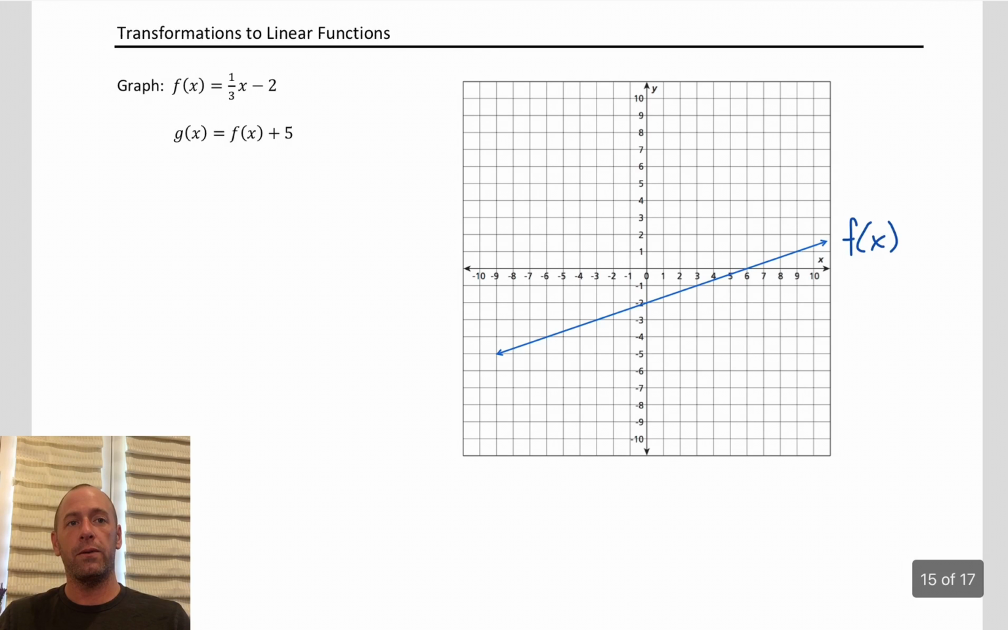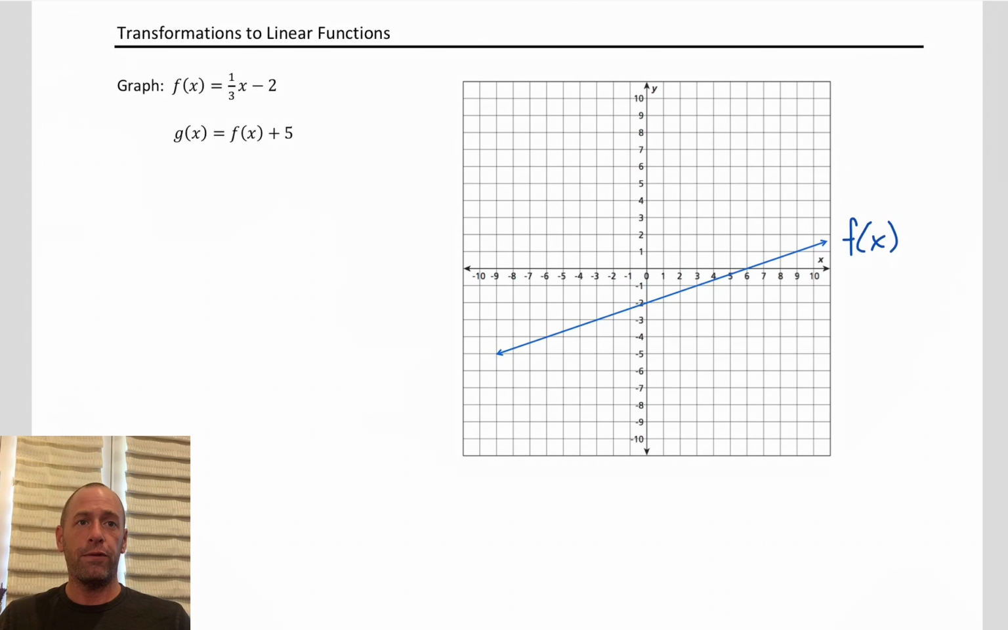Hey, it's Mr. Redstone, and in this video we're going to be performing some transformations to linear functions. I've got 4 examples that I'll go through. With each of them, I'm going to start with the function f of x. It'll be different in each question, but I keep doing it in blue.